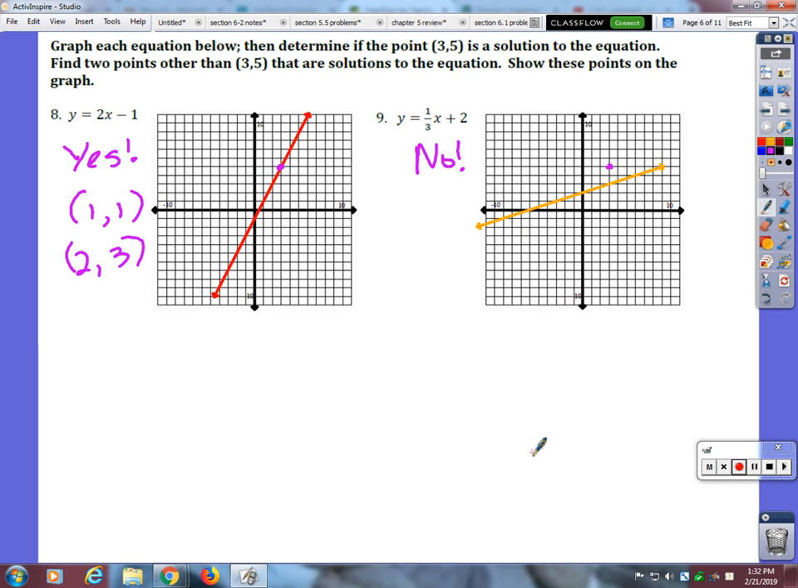Okay, what are two other points that are on the graph? 0, 2, nice one. Y-intercept, always an easy target. And then how about another one? Three, three, yep. Over three, up three, right there. 3, 3, okay.